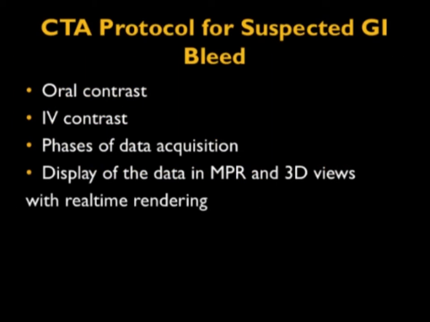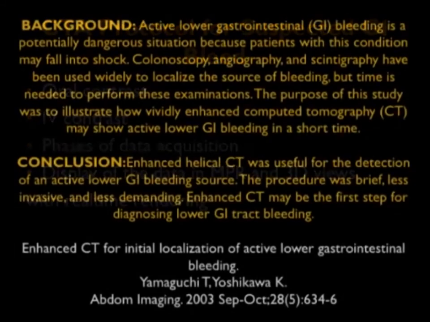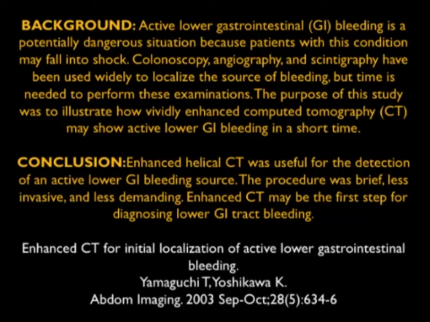Now, in terms of protocols, there are a number of different decisions. Oral contrast: use water or use nothing. IV contrast, we'll speak about in a moment. What phases do you do and how do you look at the imaging? There have been a number of different articles published, so let me take you a little bit through time. In 2003, enhanced helical CT was useful for the detection of active lower GI bleeding.